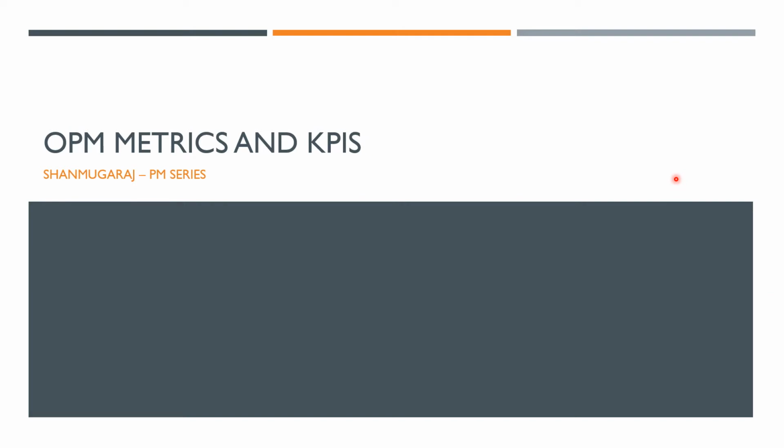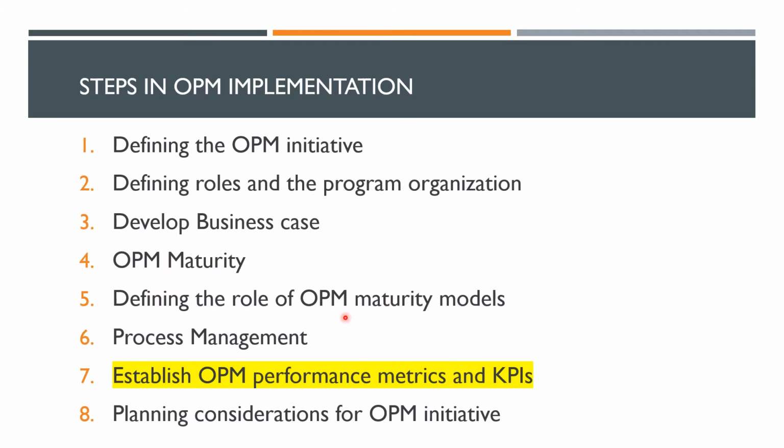We are continuing our journey on OPM implementation roadmap steps. Today we're going to talk about one of the critical areas in OPM implementation: establishing OPM metrics and KPIs. So far I have discussed the initial six steps: defining the OPM initiative, defining roles, business case, OPM maturity, and process management. Today I'm going to discuss how you go about establishing OPM performance metrics and KPIs.